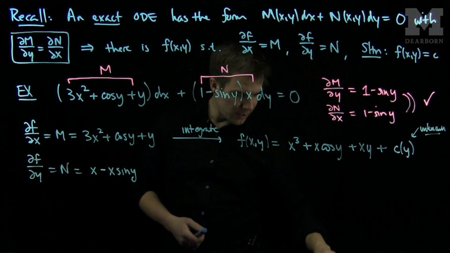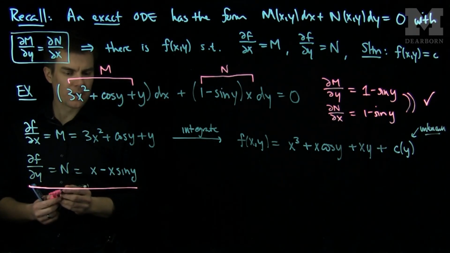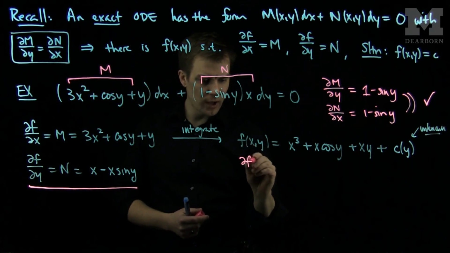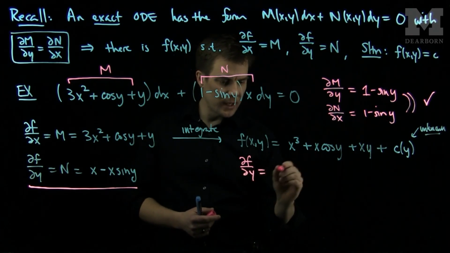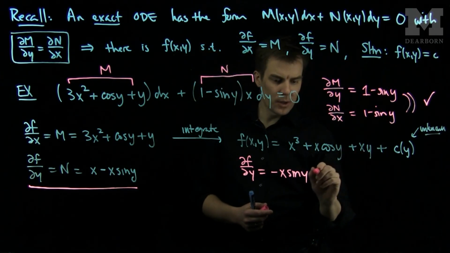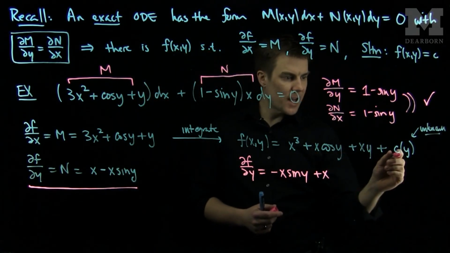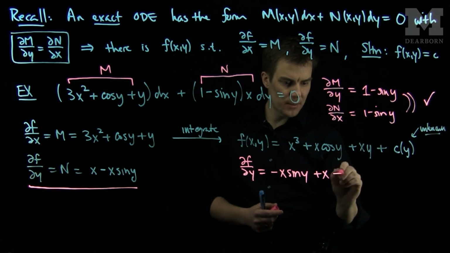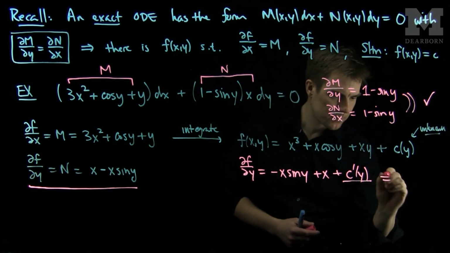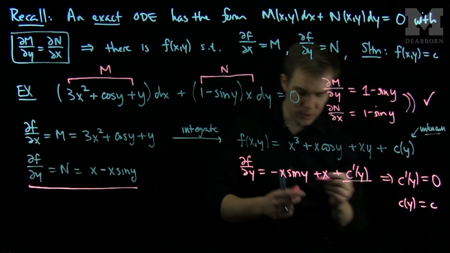which means that we'll need to use the second condition to verify. So this condition over here tells me that partial f partial y is equal to x minus x sine y. I can also compute partial f partial y from this equation. Partial f partial y will be negative x sine y, and then I'll have a plus x. Since these two expressions agree, I see that we can choose c prime of y to be 0, which means that c(y) is a constant which we can choose.